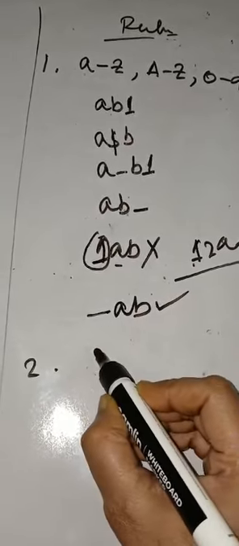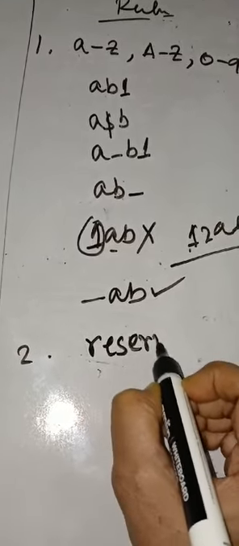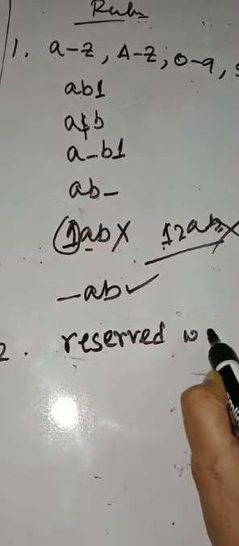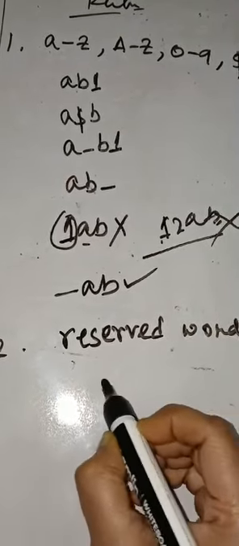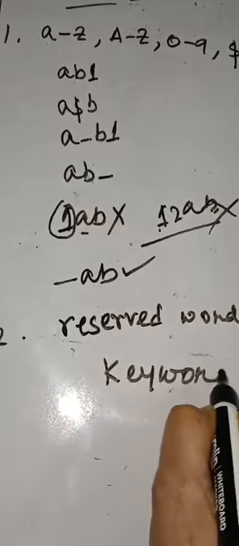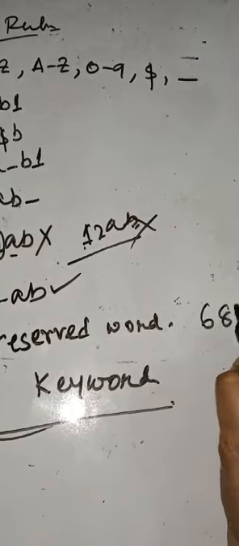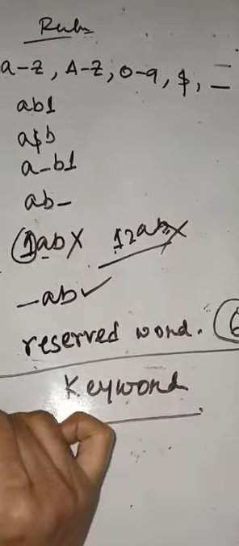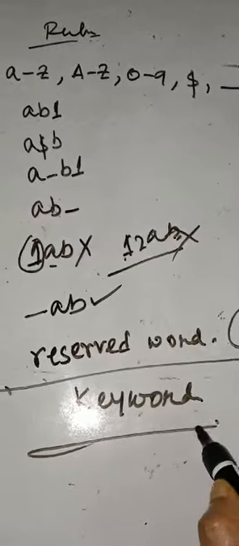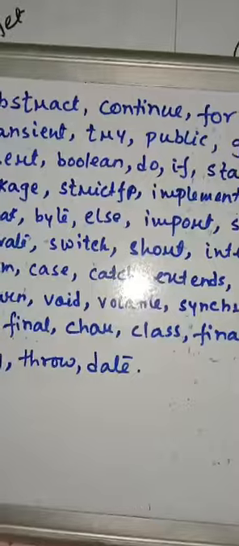Now the second rule is that you can't use any reserved keyword. You can't use any reserved word when you declare your identifier. So what is a reserved word? A reserved word is known as a keyword. Clear? In Java we have a total of 68 reserved words, which you can't use when you create your identifier. These reserved words are known as keywords.